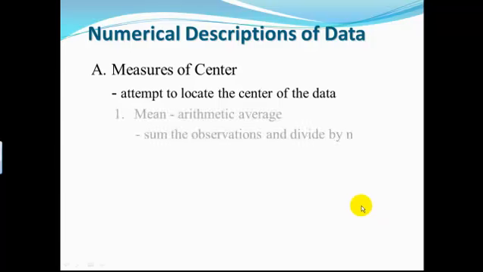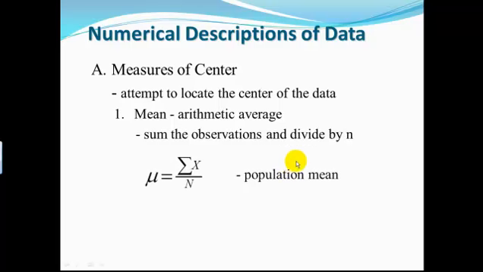And so I'm going to click, and you see that the first way is the mean. Most of you are pretty aware of these measures of center. We have the mean, which is the arithmetic average. If you add up the observations and divide by the total number of things you added up, you're going to get the mean. And there are a couple of different formulas that I'm going to present to you here.